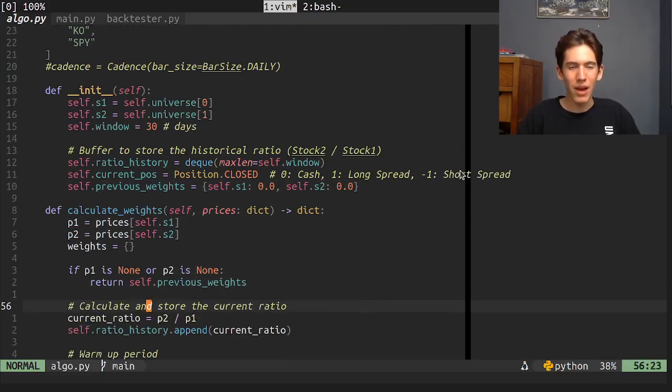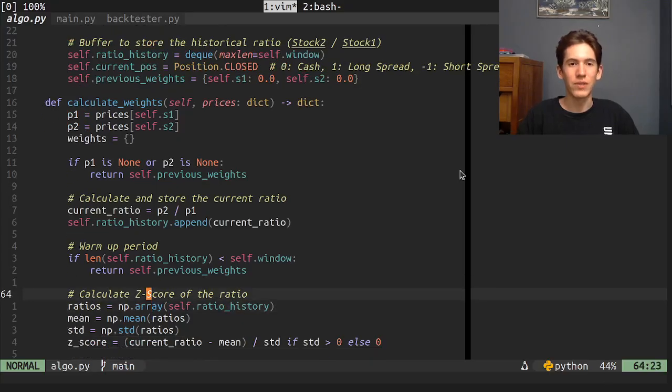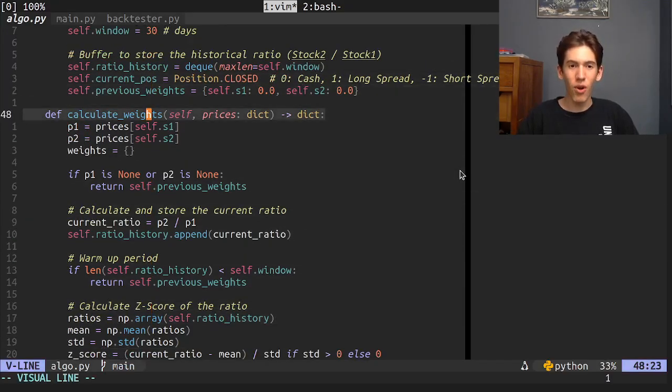So now we're going to go down and look at this calculate weights function. So this is what's going to get called every single day, right? Where it's going to go and get the prices from the exchange, pass them as a parameter here as a dictionary, and it's going to calculate the weights for us, and it's going to return a dictionary of the weights like we have up here.